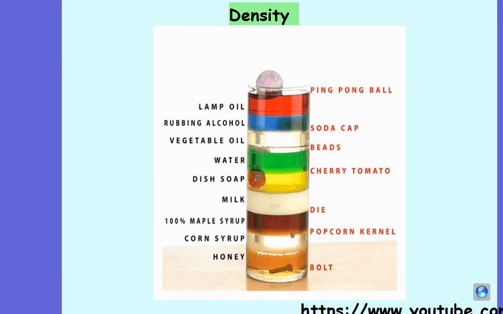Then I've got dish soap and a cherry tomato. Water, vegetable oil and beads will lie in a layer on top of that. Soda cap and rubbing oil will go on the top of that. And then on the top of all of that, I've got the lamp oil and the ping pong ball, the least dense materials. So density is irrespective of whether something is a solid or a liquid. Something can be more dense as a liquid than as a solid.